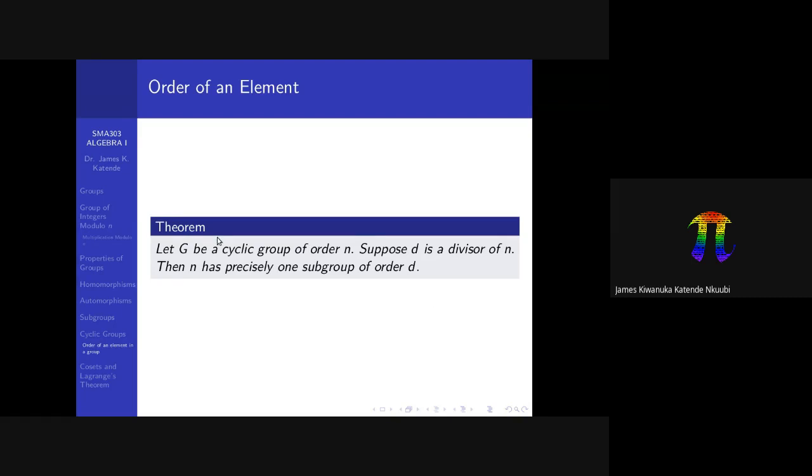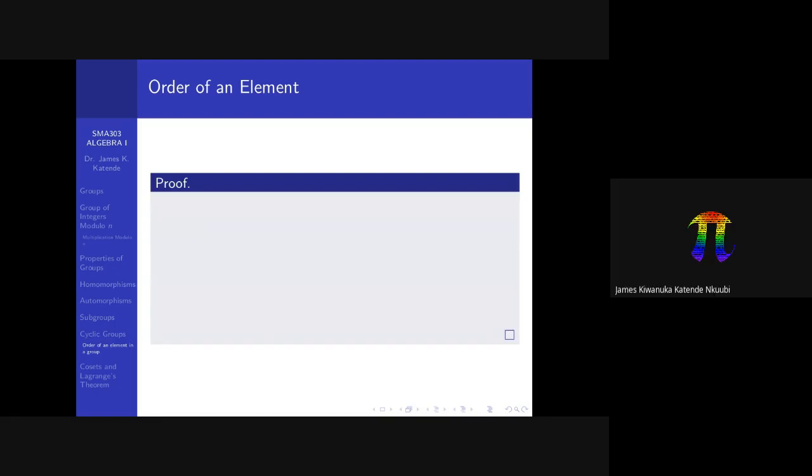So if G is not cyclic, this may not be true. If G is not cyclic, then it's possible that you may not have a subgroup with D elements, even if D is a divisor of n. Have you understood? Yes. Good. Thank you.